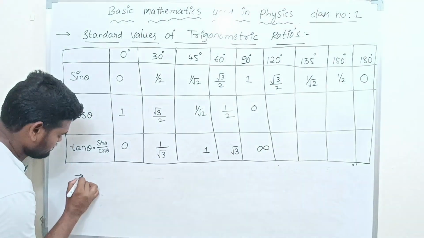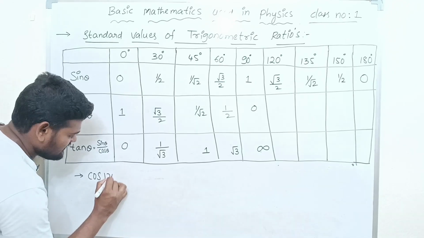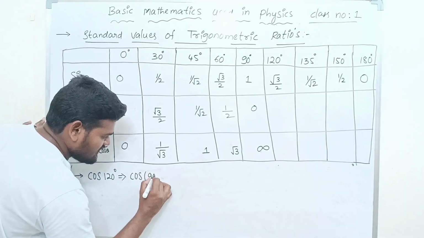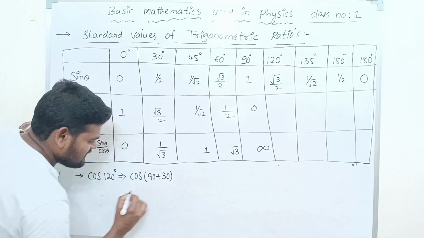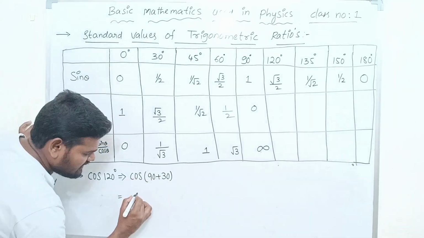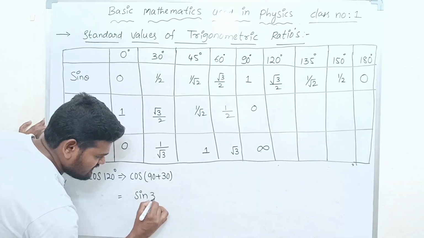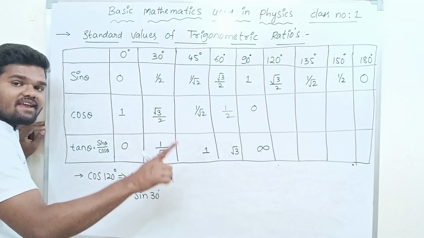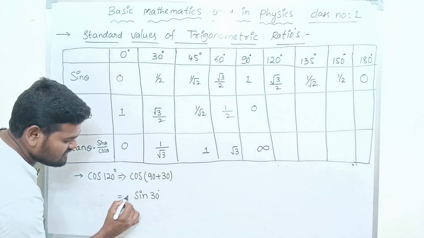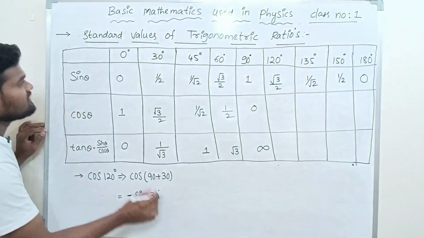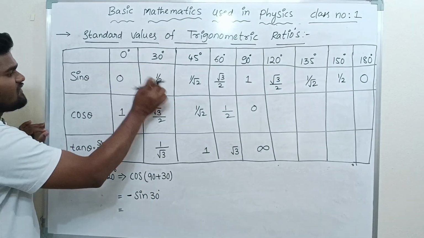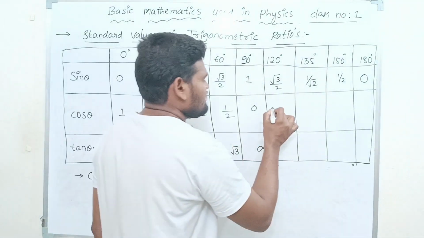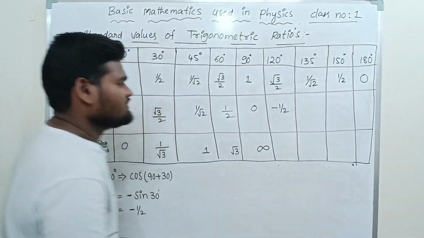Right. Cos of 120 degrees can be written as cos of 90 plus 30 degrees. At 90 degrees, cos can be converted as sin theta, that is sin 30 degrees. Cos 90 plus theta, second quadrant. In second quadrant, cos is negative. Sin 30. What is sin 30? 1 by 2. So minus 1 by 2. So here we get minus 1 by 2.